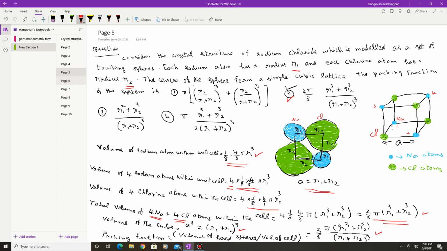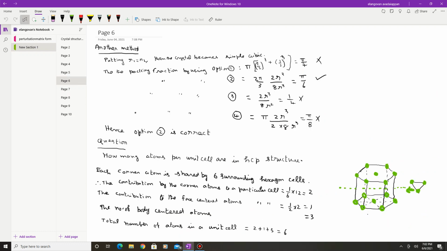This can also be done another way. Suppose we put r1 is equal to r2, the crystal becomes simple cubic. So now you take the first option and substitute r1 is equal to r2, and you will get the packing fraction equal to pi by 4.